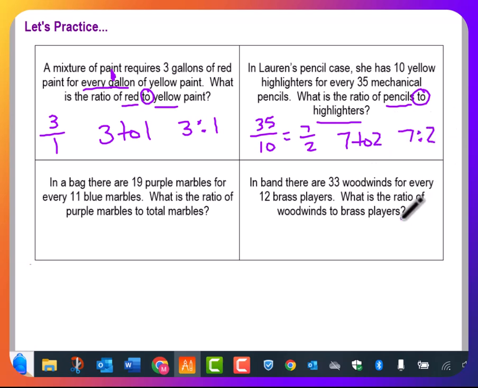So I want you to go ahead and pause the video and write the ratios for the last 2 examples, then come back and check to see how you did.